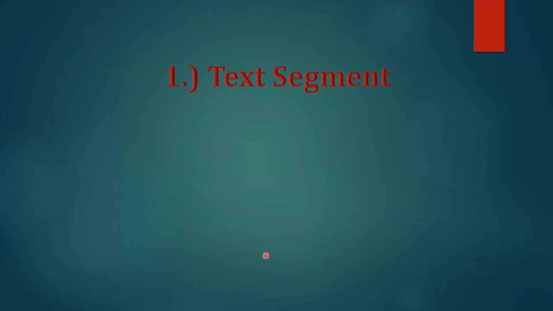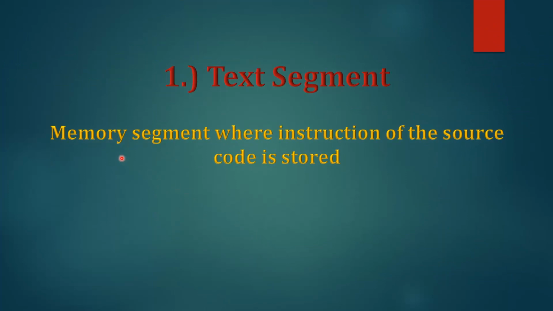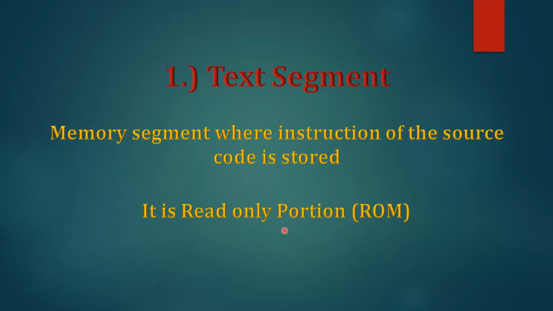First of all, text segment. Text segment is a memory segment where instructions of the source code are stored. Whatever source code we write, after compilation it is converted into some instructions, right? So those instructions of the source code will be stored in the text segment, and it is a read only portion, ROM. We can only read it. Of course, we cannot modify the code, right? The code is running, but at runtime we cannot modify it. So that's why it is stored in a read only portion.